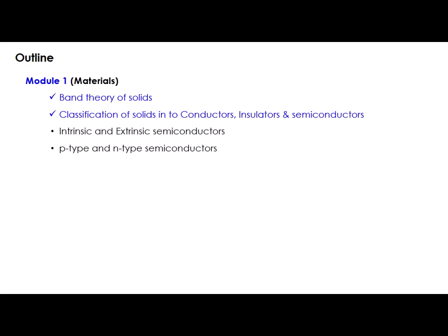Now, before going to classification, let us discuss what is band theory of solids. Band theory of solids is nothing but the study of how the energy levels of the valence electrons of an atom get modified when atoms come close together to form a crystal. In other words, band theory of solids tells us how, during the process of crystallization, the energy levels of valence electrons get modified.